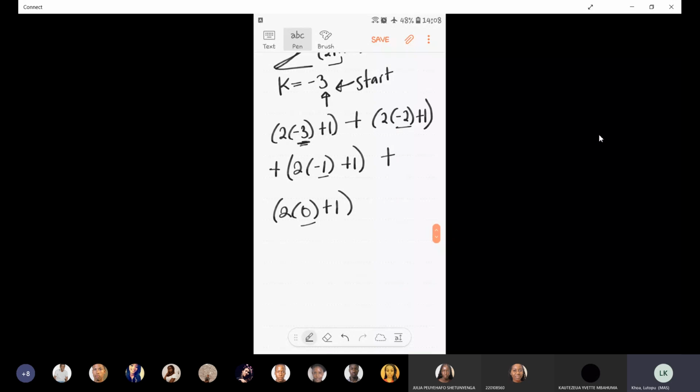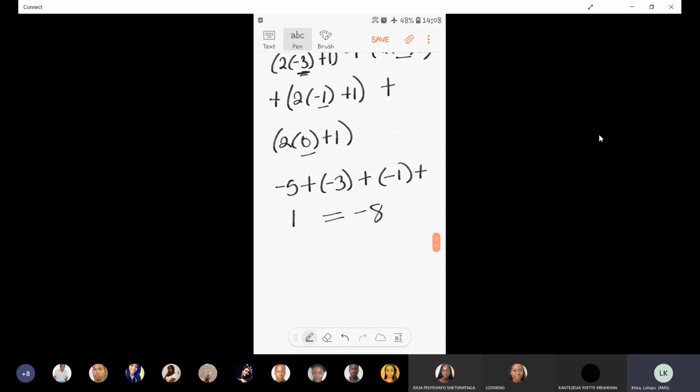And this, you work it out. The first one, 2 times -3 plus 1. This is -5. And then 2 times -2 plus 1. That is -3. 2 times -1 plus 1. That is -1. And then the last one, 2 times 0 plus 1. This is 1. So here it's a sum, should give you a single number, which is -8.